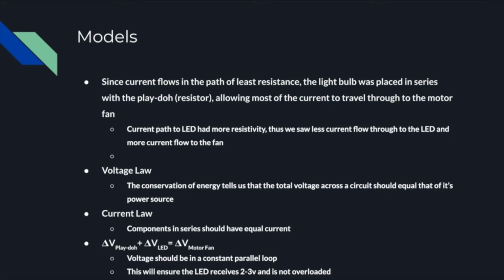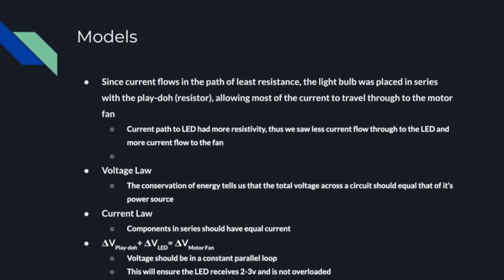Models: since current flows in the path of least resistance, the light bulb was placed in series with the Play-Doh resistor, allowing more of the current to go to the fan. And since the current path to the LED had more resistivity, we saw less current flow to the bulb and more flow to the fan. From the voltage law, the conservation of energy tells us that the total voltage across a circuit should equal that of its power source.